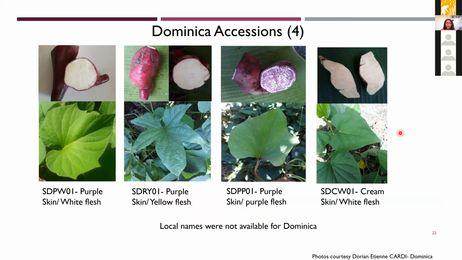From Dominica, we had no local names. However, we gave those descriptors based on their morphologies. And so we had a deep purple skin and white flesh variety from Dominica. We named that SDPW01. We had a purple skin, yellow flesh variety, SDRY01. A purple skin, purple flesh variety. You can see here, nice purple pickling on the inside. It was called SDPP01. And then we had a cream skin, white flesh, one of those from Dominica, SDCW01.